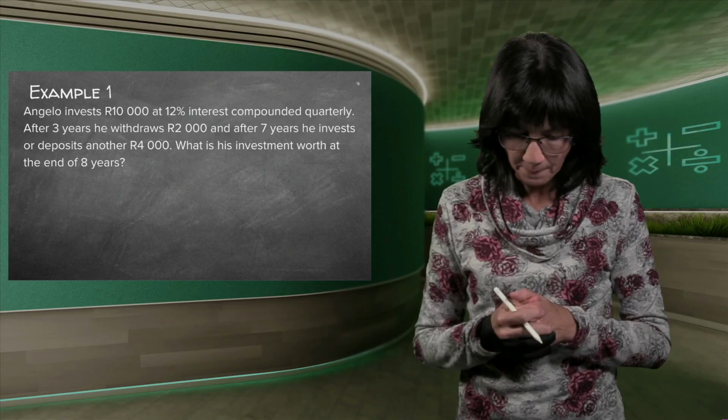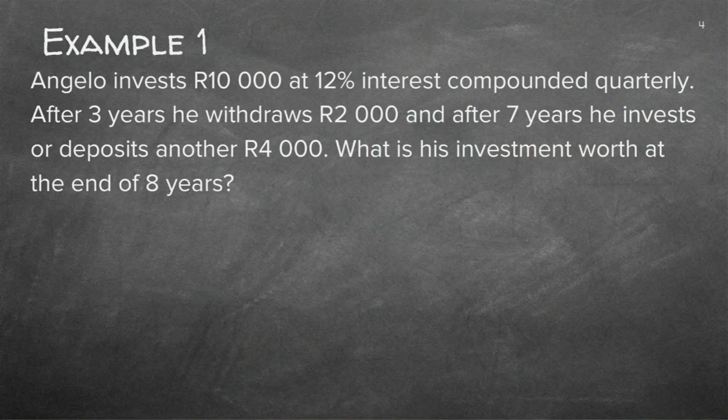Okay, Angela invests 10,000 Rand at 12%. Let's do it because we're now used to it. Invest, so that is my beginning money. I start with it now at the present, P. At 12% interest, there's my I, compounded quarterly. Very important, because then I have to divide by 4, quarterly. I'm already reading the 3. After 3 years, that is your N. 1, 2, 3. There are your 3 things involved.